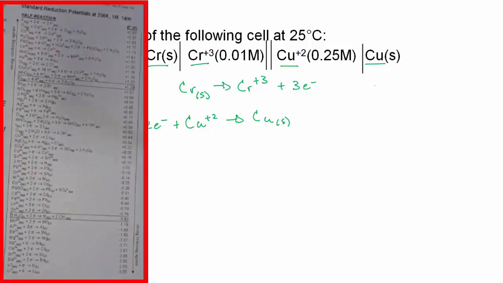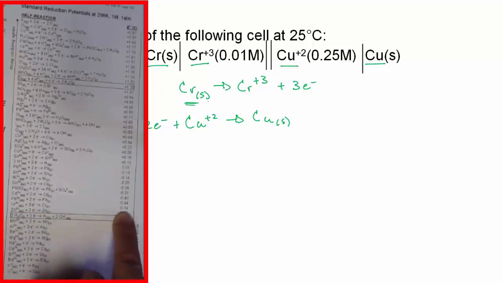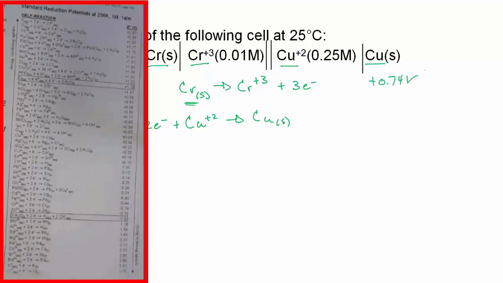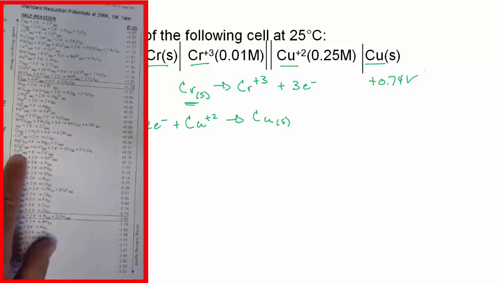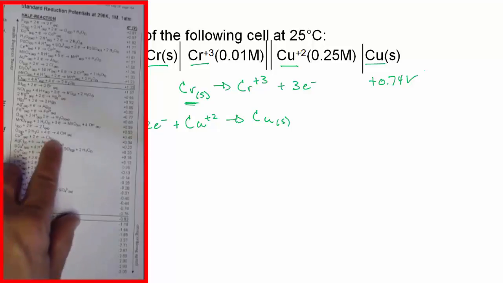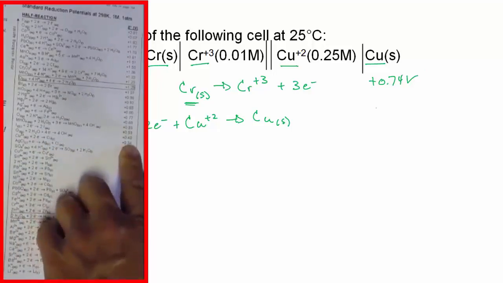Let's see if we can get what those E0s are. Chromium solid going to chromium 3 is an oxidation half reaction. So I need to find chromium on the product side. Here it is. Here's chromium on the product side going to chromium 3. So flip the sign, positive 0.74 volts. Copper plus 2 going to copper solid, that's a reduction, so copper plus 2 on the reactant side. Now here's copper plus 2 going to copper plus, not that one. I need it to go to copper solid. Here's copper plus 2 going to copper solid. Positive 0.34 volts.